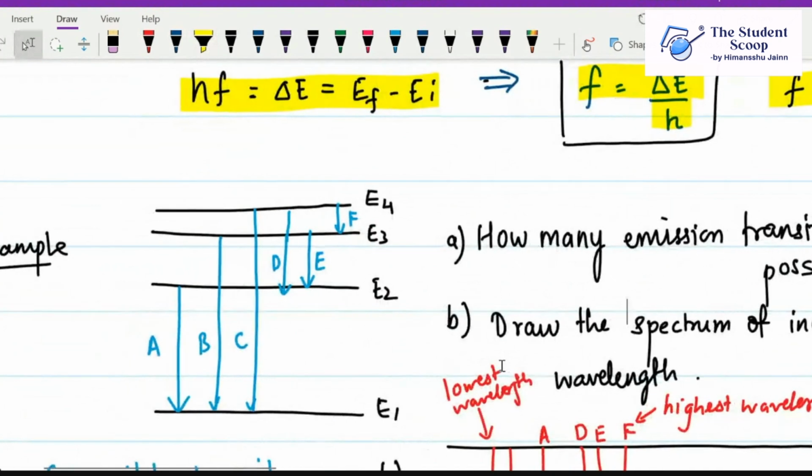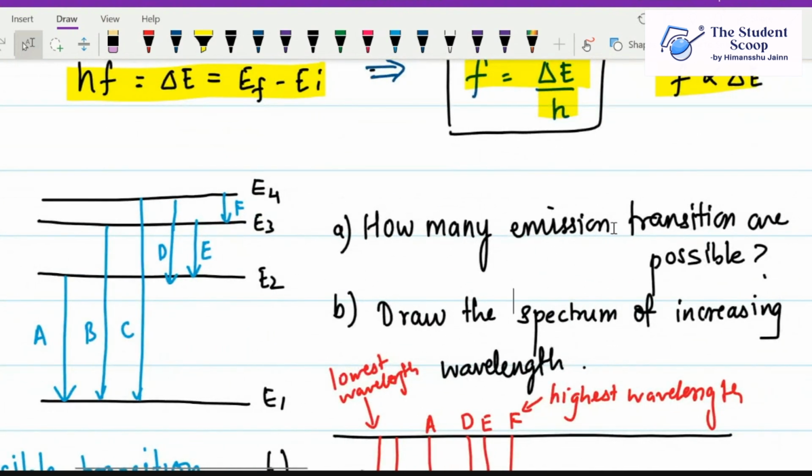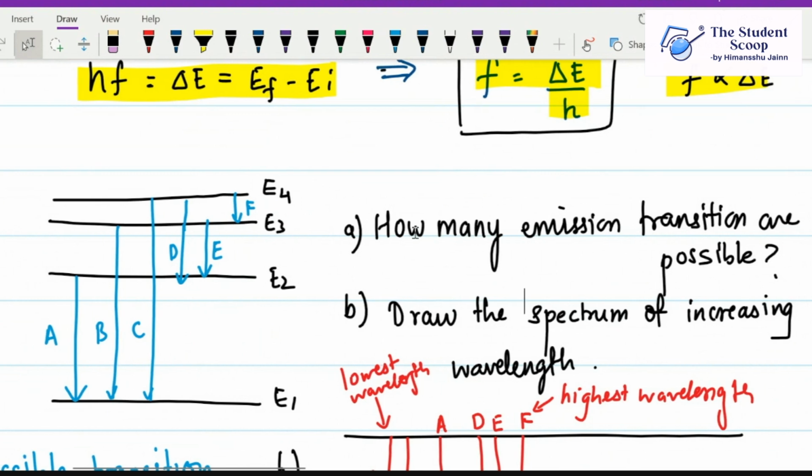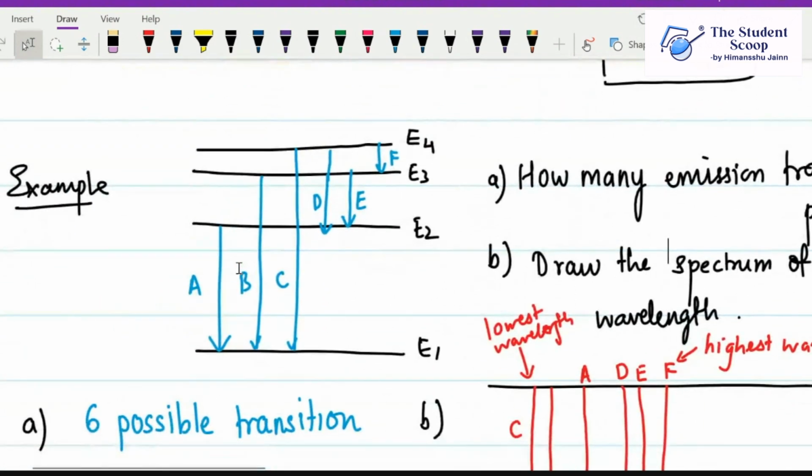So imagine there is E4, E3, E2, E1. These are four energy levels. Each line represents an energy level. How many emission transitions are possible? Emission transitions are basically transitions from a higher to a lower energy level. So we can draw from each line whatever transitions are possible. From E2 to E1 it is A, from E3 to E1, from E4 to E1. So all those, A, B, C, are the three transitions. Then E4 to E2, then E4 to E3, then E3 to E2. So there are six possible transitions you can see.